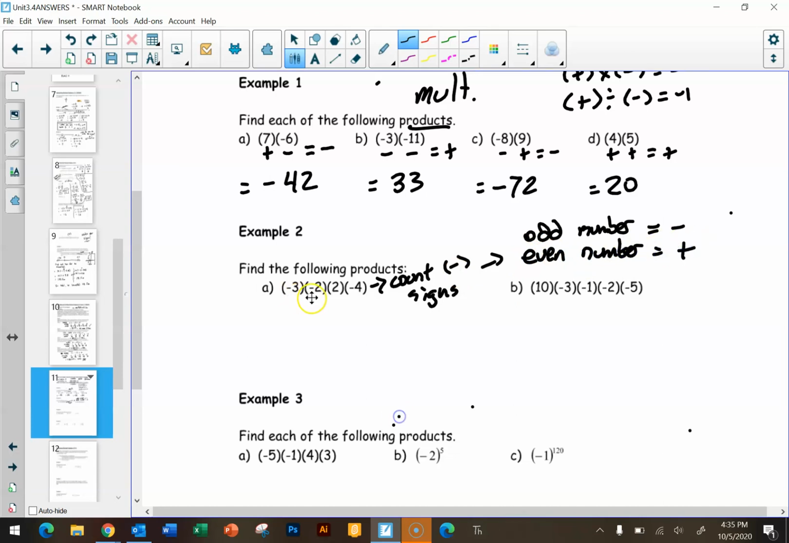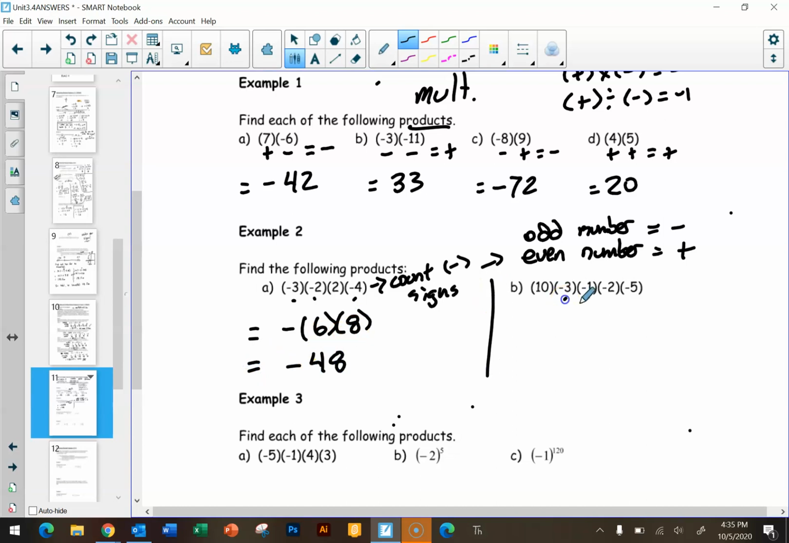So in this case, we've got 1, 2, 3 negative signs, so we know our answer is going to be negative right away. We might as well write it. Then let's just do multiplication. 3 times 2 is 6, and then 2 times 4 is 8, so our final answer is going to be 6 times 8, which is negative 48.